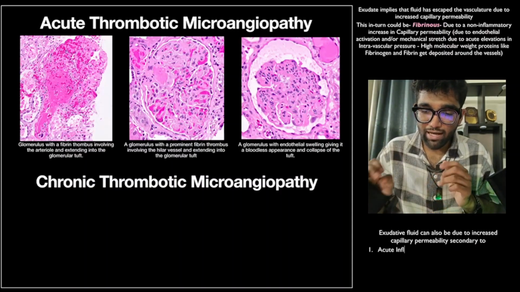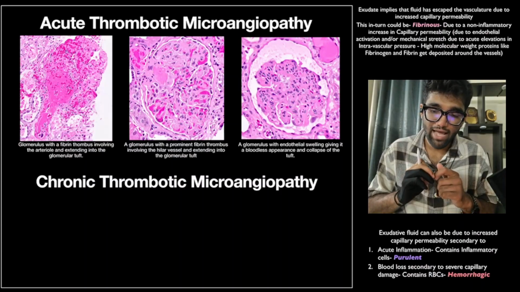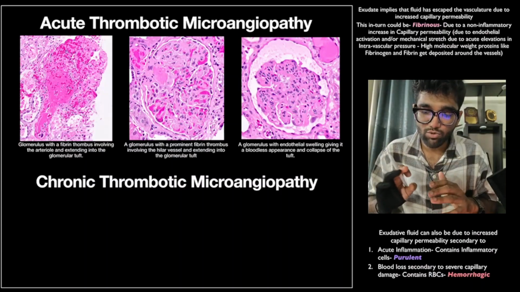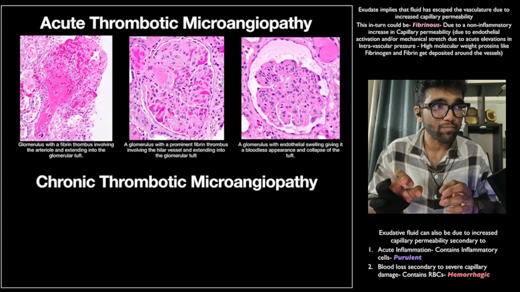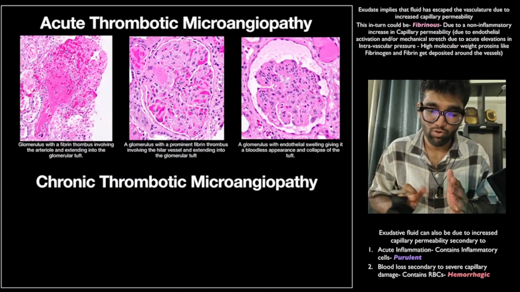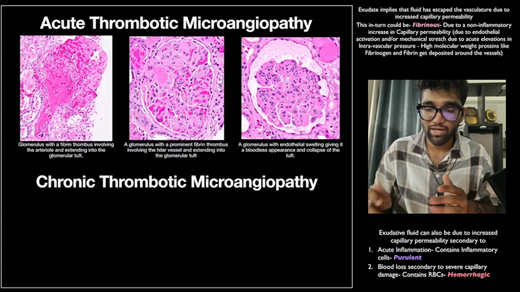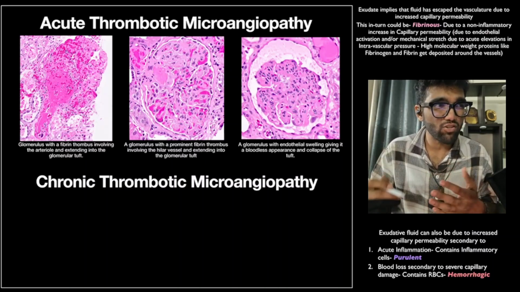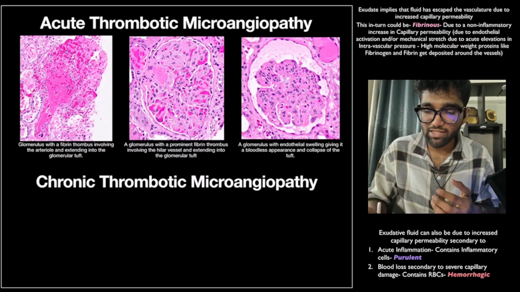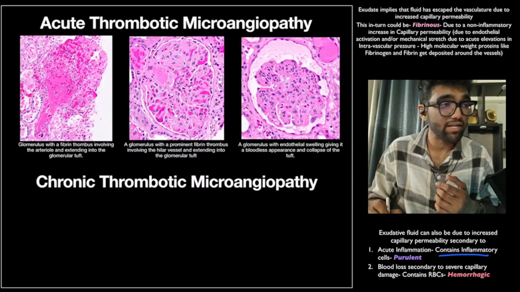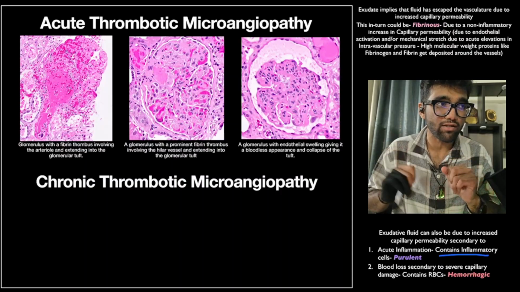Now, again, you could have exudate due to inflammation and you could have it also due to bleeding. But that is not what we are seeing here. What we are seeing here is non-inflammatory, non-hemorrhagic exudate. So if in pathology we have an exudative fluid accumulation that contains inflammatory cells, then we call that a purulent exudate.